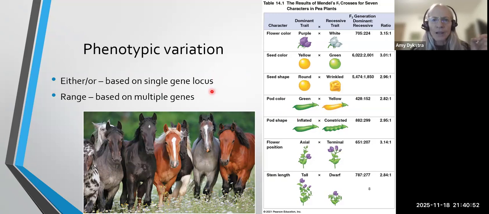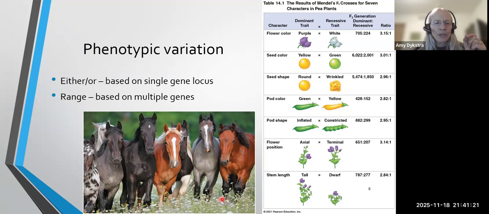These kinds of traits are actually pretty rare in individuals, and Mendel kind of lucked out that he found a bunch of traits that were inherited based on a simple inheritance pattern based on just one gene locus. Now, there can be multiple alleles at that locus, but just one gene locus. Most traits are controlled by more than one gene locus, and that results in a range of phenotypes.